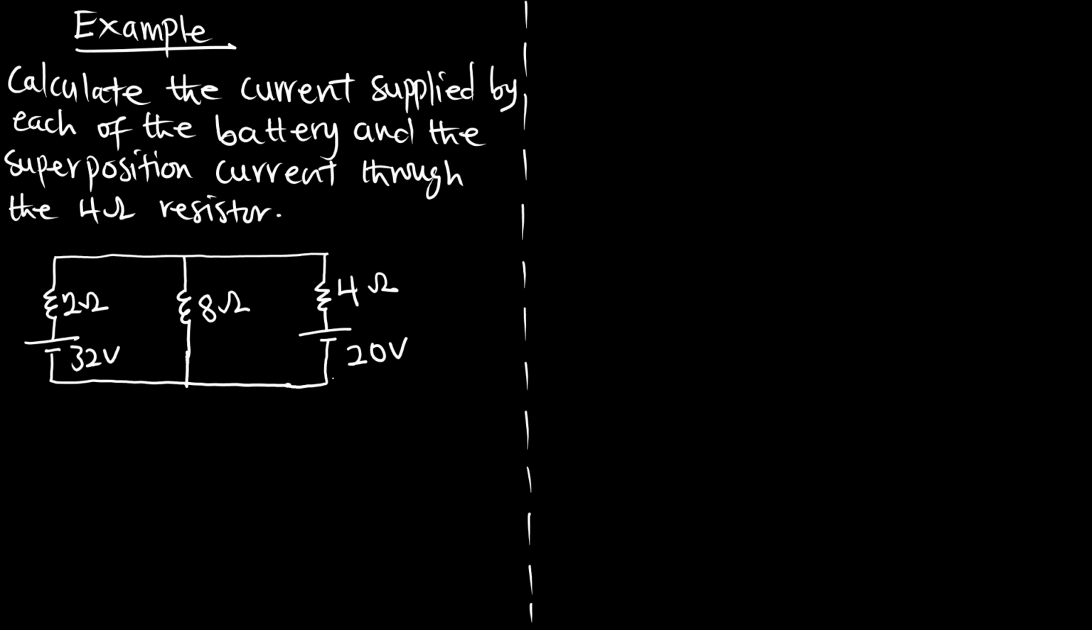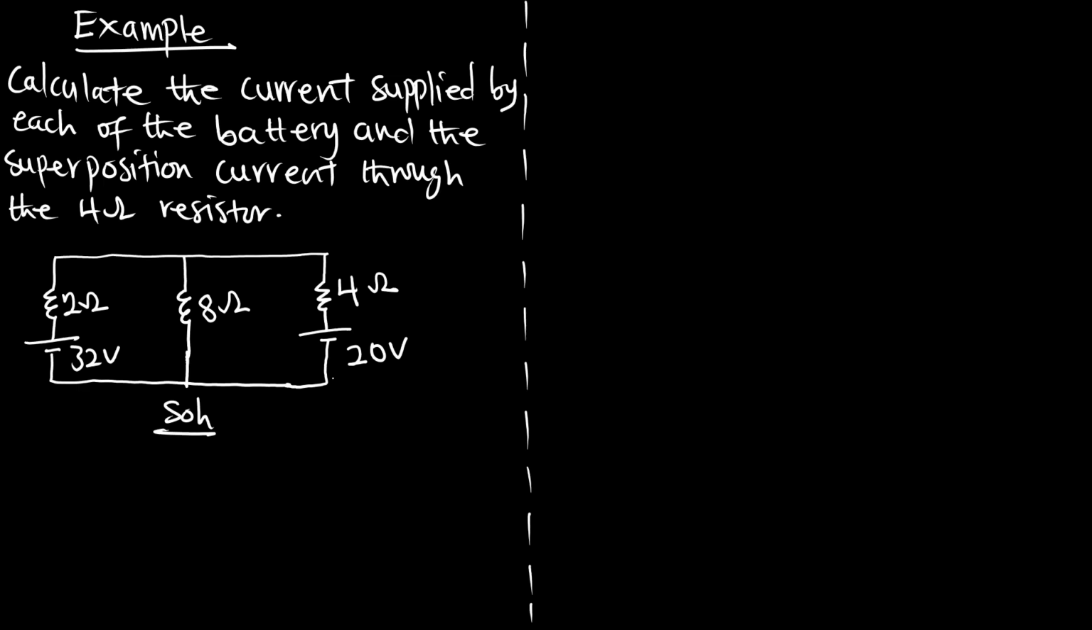Example 2. Calculate the current supplied by each of the batteries and the superposition current through the 4 ohm resistor. So we have a circuit with two voltage sources and resistors connected. So we are to find the current by each of the batteries acting alone, and we will also find the superposition current passing through the 4 ohm resistor. So straight away, let's look at how this is going to work.